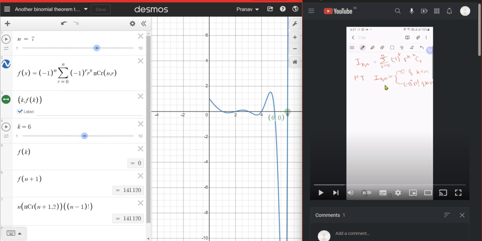And we have to prove that this I value is just equal to 0 if k is less than n, and it's equal to negative 1 power n times n factorial if k is equal to n. So the first hint that they gave us is this negative 1 power n. Because we have this, instead of going from r equal to 0 to n, we'll go from n to 0, all right? And you will just have negative 1 power n, right?